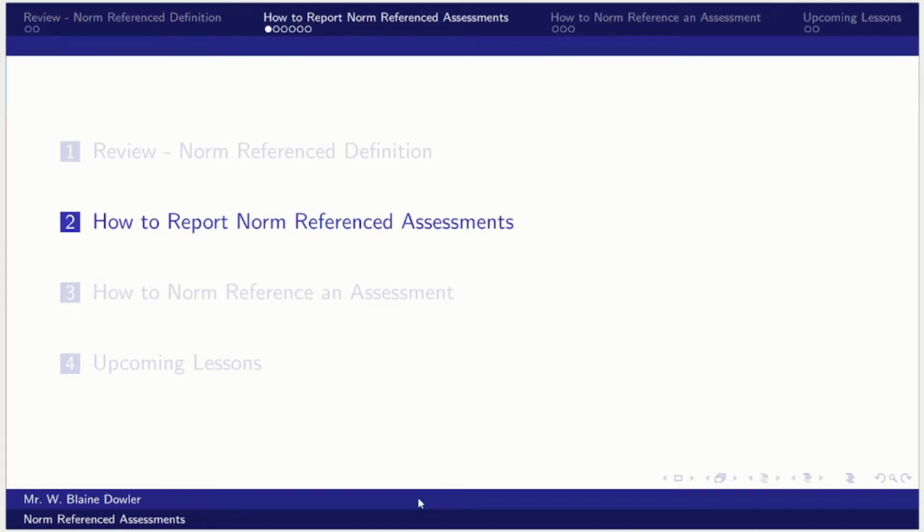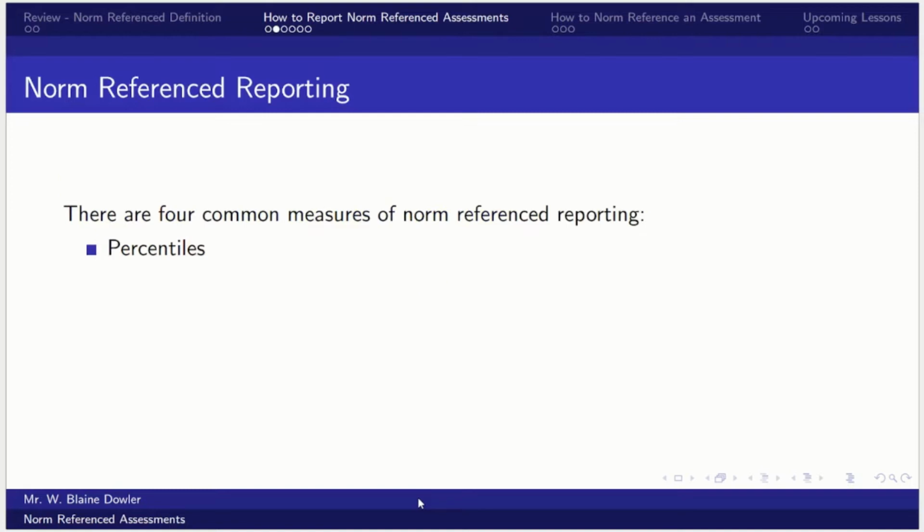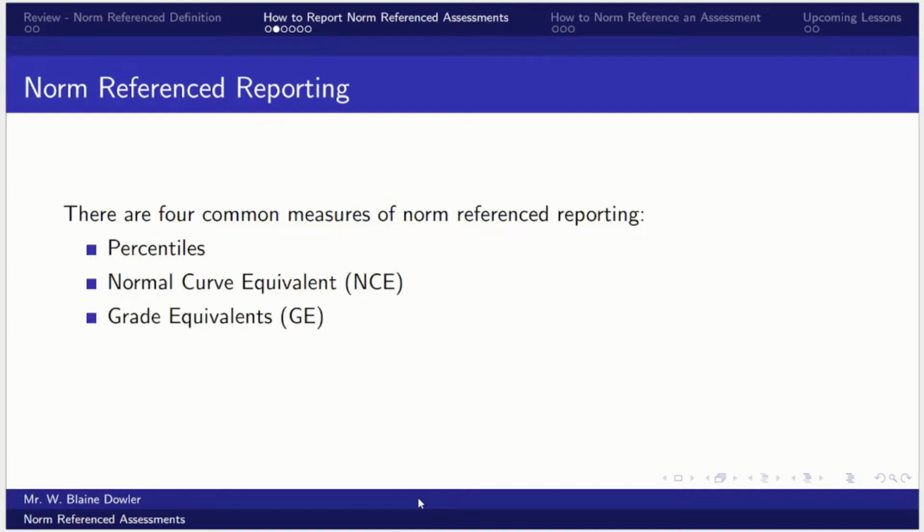There are a few different ways to report the results. Some of the most common ones include percentiles, normal curve equivalent or NCE, grade equivalence or GE, and scale score or SS.